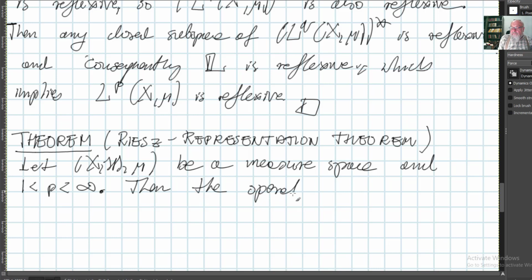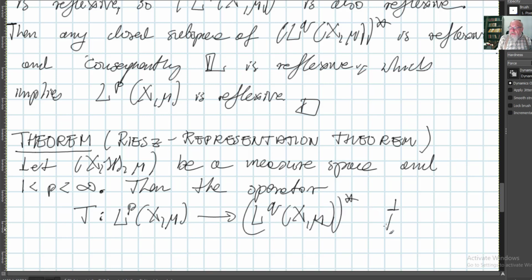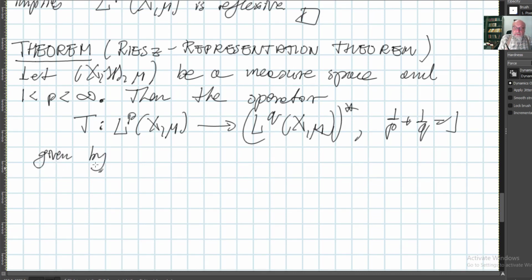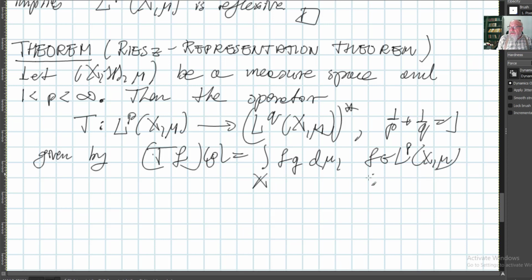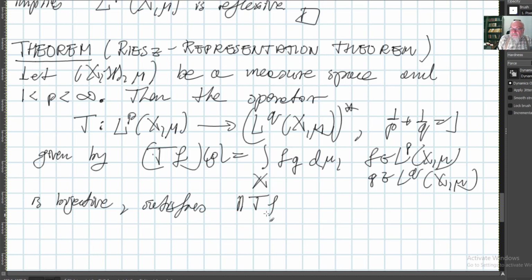the operator, and I put here like this, T that we just considered in the other proof, so that means T from L^p(X, mu) to L^q(X, mu) dual, where 1/p + 1/q = 1, given by T(f)(g) = integral of f g d mu, f belongs to L^p(X, mu), and g belongs to L^q(X, mu), is bijective. Satisfies that the norm of T(f) is equal to the norm of f in p.